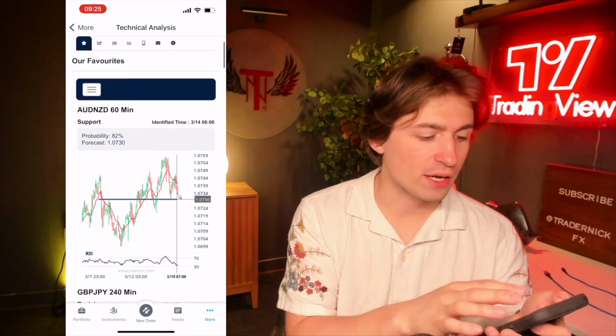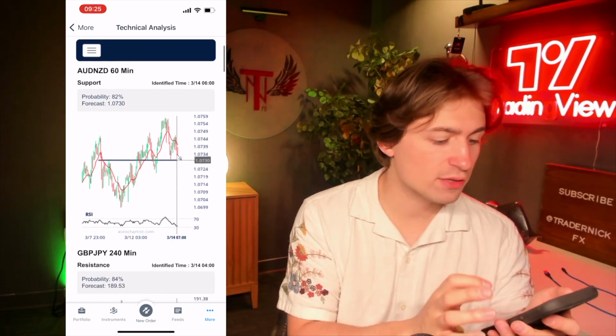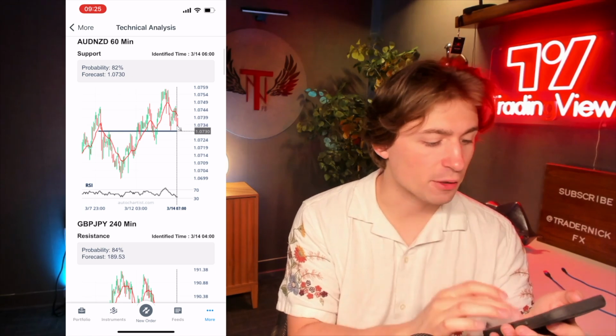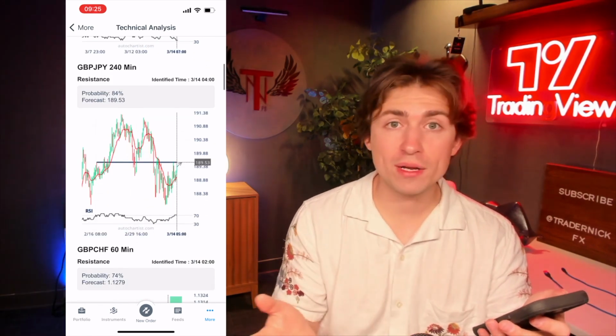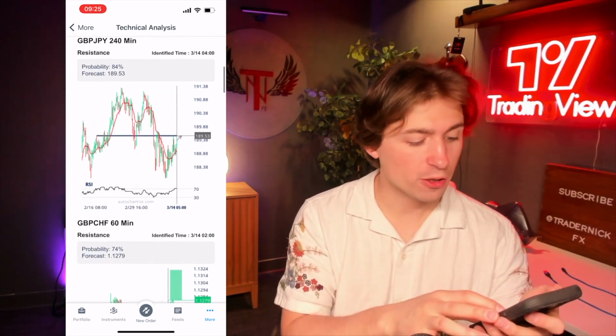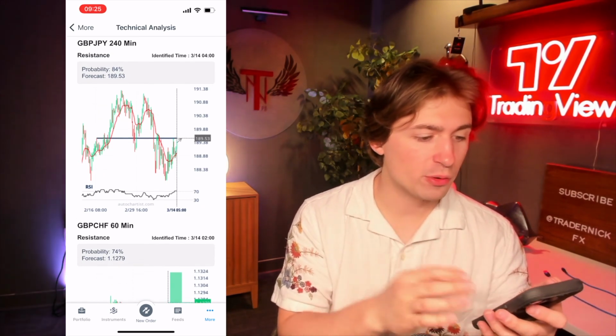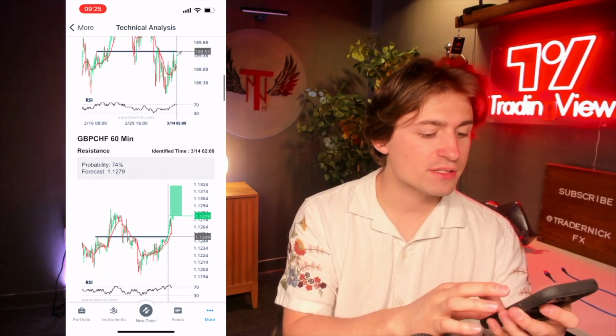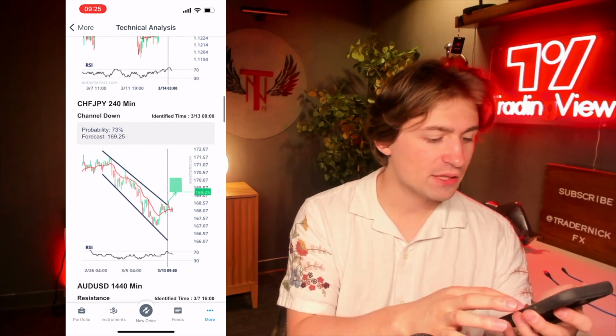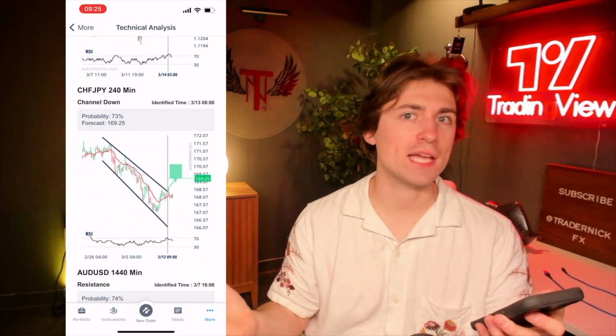For example, we have this 60-minute chart for Aussie and New Zealand. You can see there's an idea printed here, pound yen, on the 240-minute, which is, of course, the 4-hour chart. It comes with a probability, a forecast, etc. And you can see the markups and the breakdowns here. And these are constantly at your fingertips in the app. I think it's really cool.